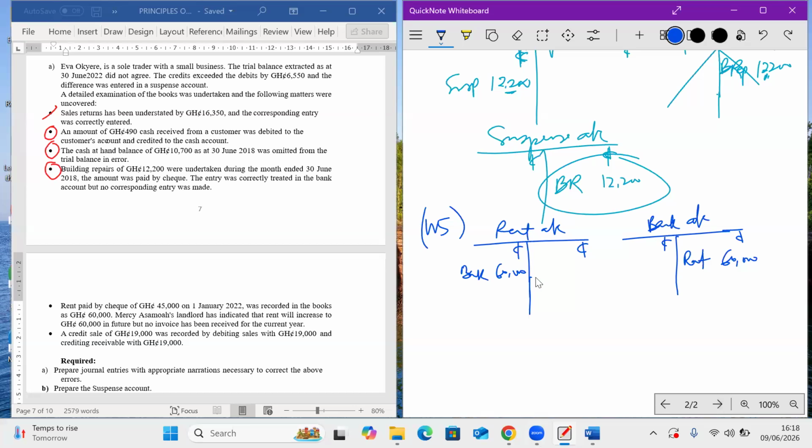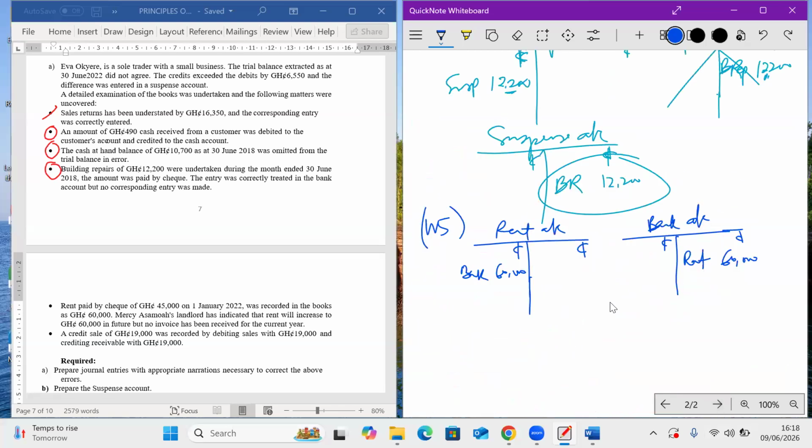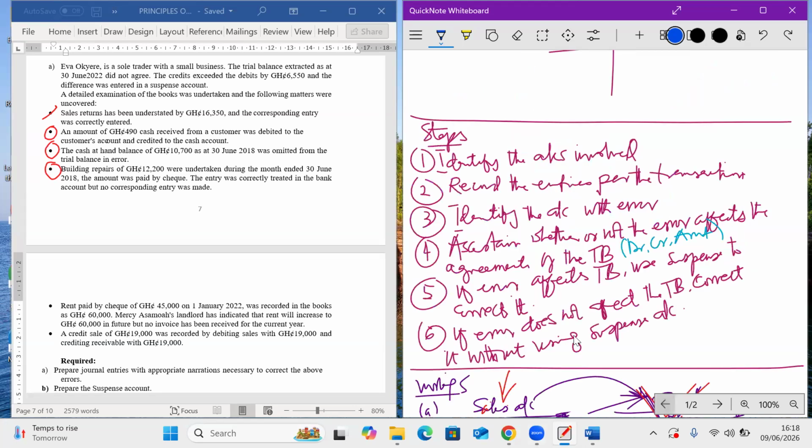So that's the next. We have recorded the entries per the transaction. What's the next? Identify the account with error. Which of the accounts has or have errors? Both accounts, both of them, because it should be 45,000. They've recorded 60,000 in both accounts. So they all have errors. Let's move on to the next.